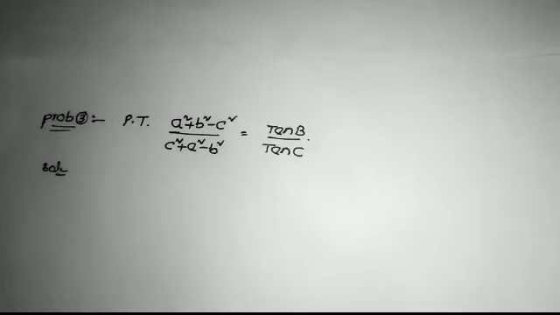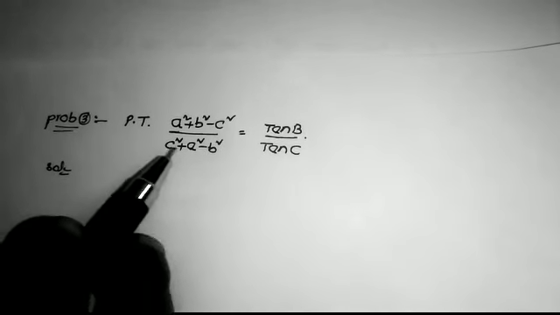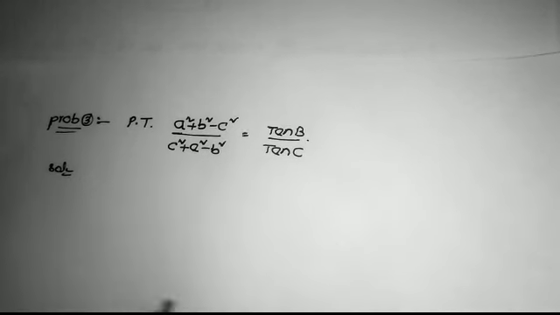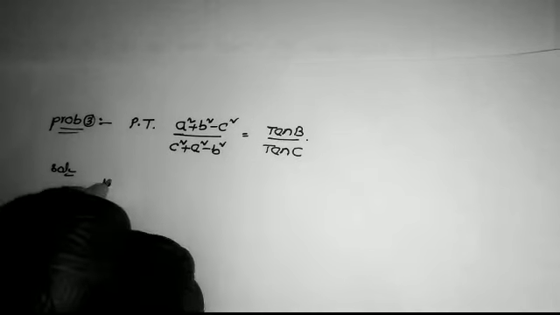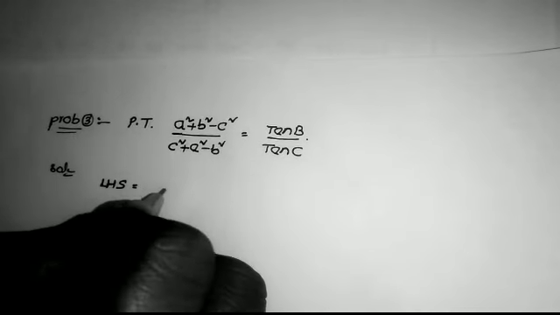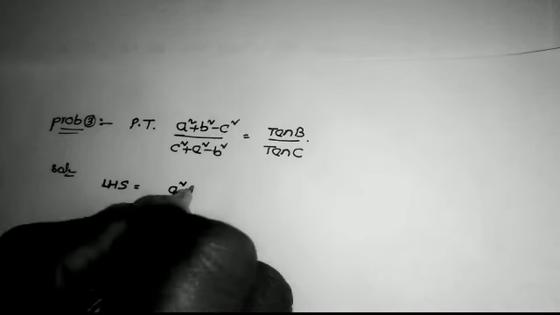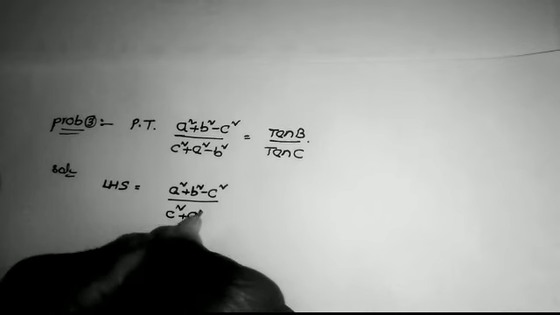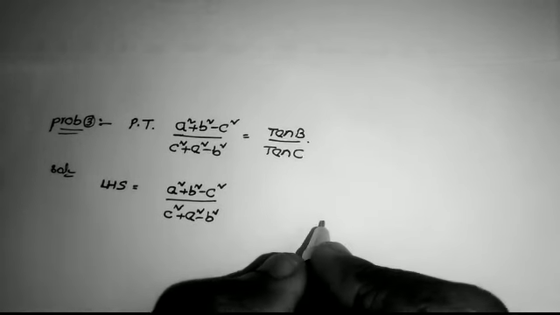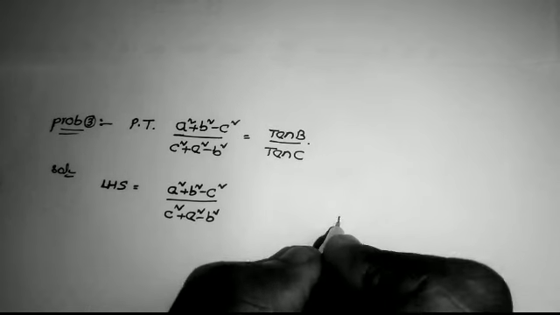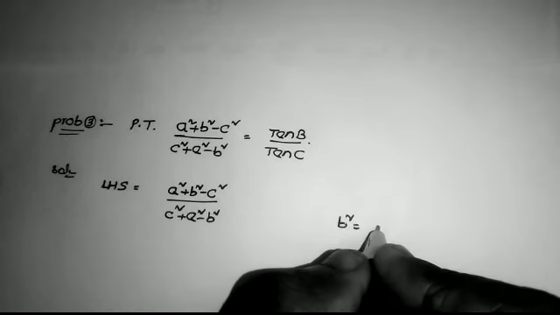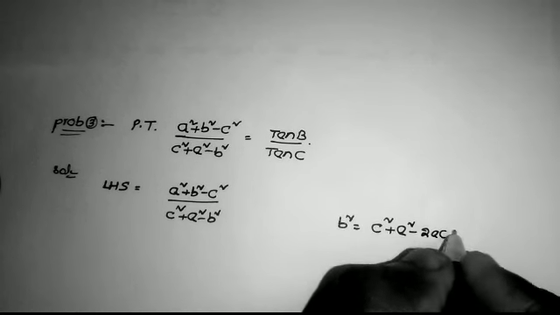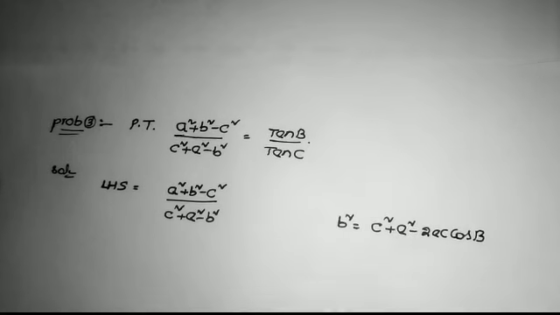Okay, so the next question: prove that (a square plus b square minus c square) by (c square plus a square minus b square) is equal to tan b by tan c. So to solve this question, here also I am applying the cosine rule. Okay, listen. So first I am taking the LHS here, that is (a square plus b square minus c square) by (c square plus a square minus b square). First I am writing the cosine rule here and taking the b square value first. What is the b square formula? B square is equal to c square plus a square minus 2ac cos b. So this is the formula for b square.